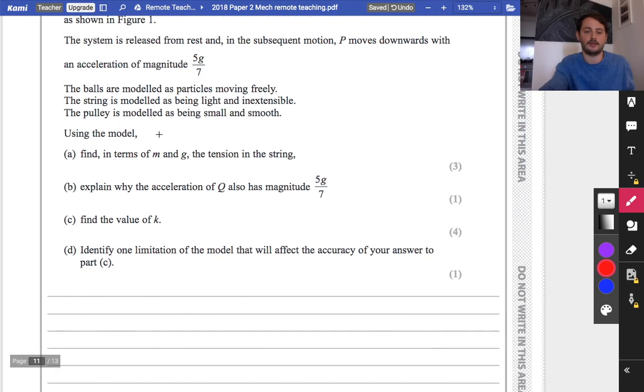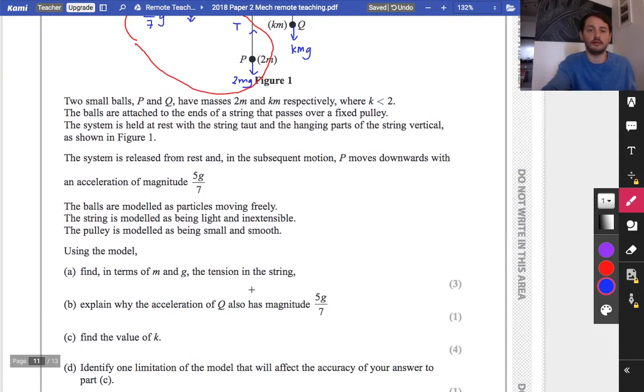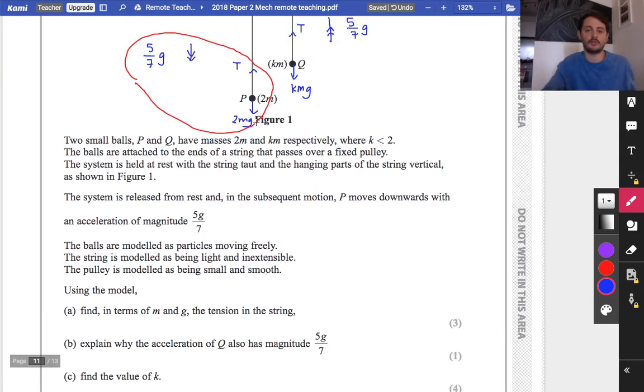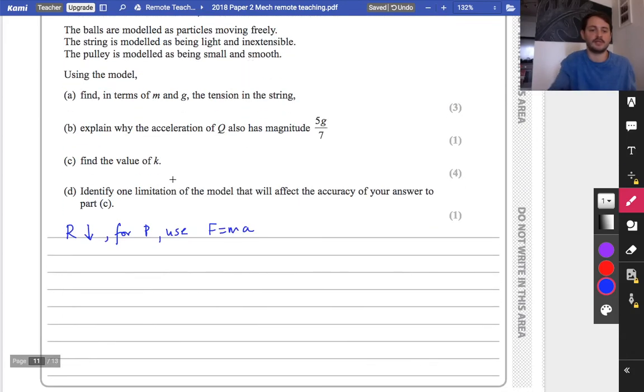Right, let's see if I can fit this in here. So for part A of the question, we want to find out the tension in the string. So we are going to resolve for particle P, and we're going to resolve downwards because that's the direction, and we're going to use an equation of motion. We're going to do F equals ma. So the resultant force for this one, well, 2mg is going down and T is going up, so it's going to be 2mg minus T.